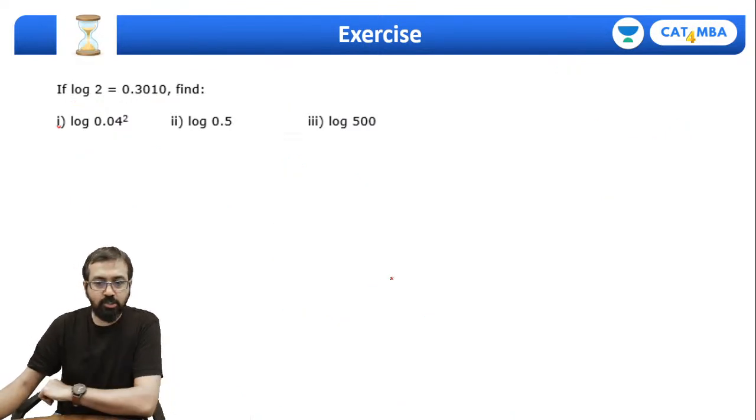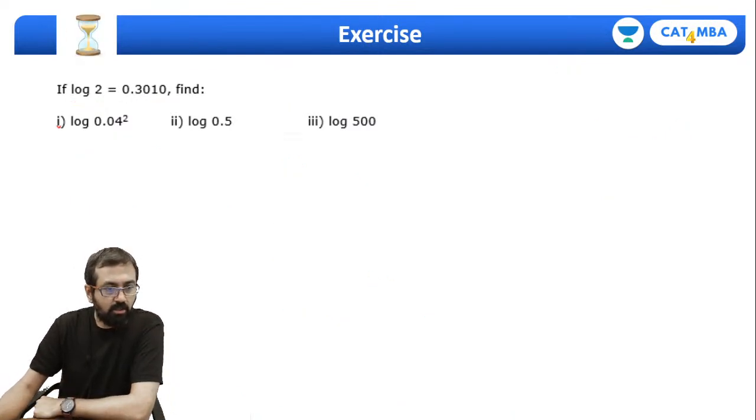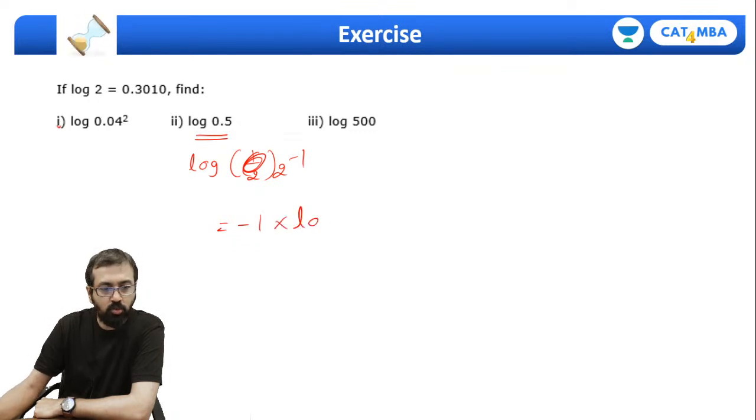So let's look at the next one, everyone. This is log of 0.5. As you know, 0.5 is nothing but log of 1 by 2, or you can say 2 raised to minus 1, or you can say minus 1 into log of 2. So the answer will be minus 0.3010.